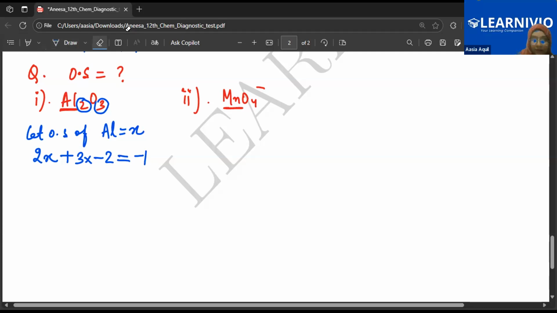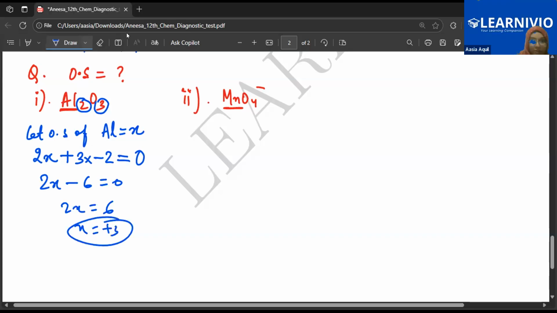So you will put it equal to 0. Okay, now just solve it. It's very simple. 2x plus 3 into -2, so minus 6, equals 0. So 2x equals 6. So x equals +3.